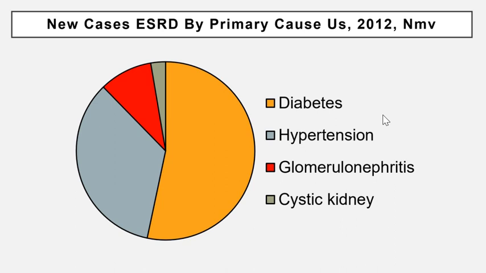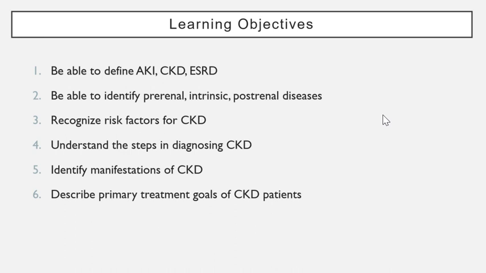But as far as the causes of end-stage renal disease, it's a lot of the same stuff that causes chronic kidney disease, so things like diabetes, hypertension, problems with the actual tissue itself, and then cysts on the kidney as well are important. So that's it for that.